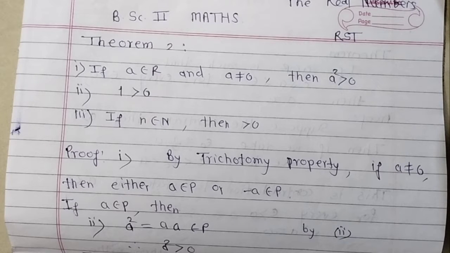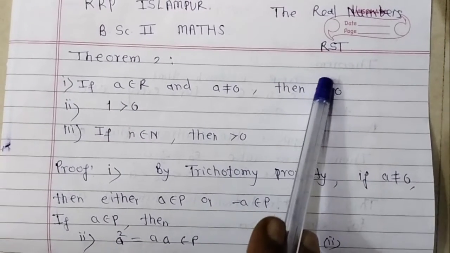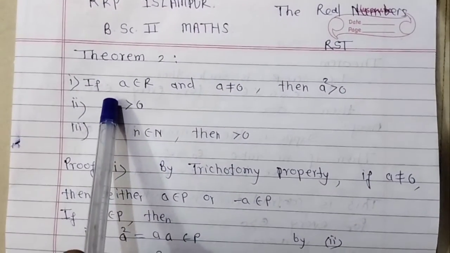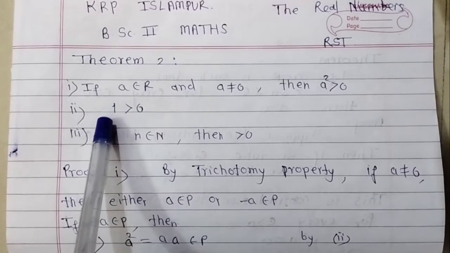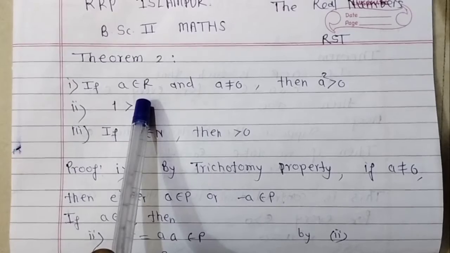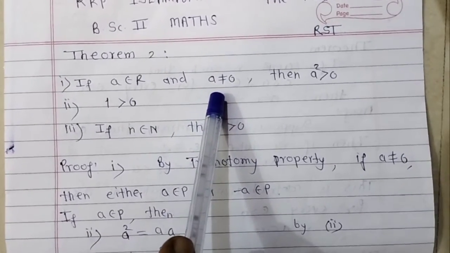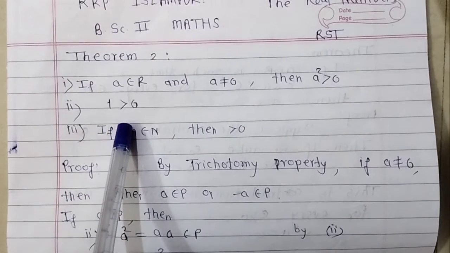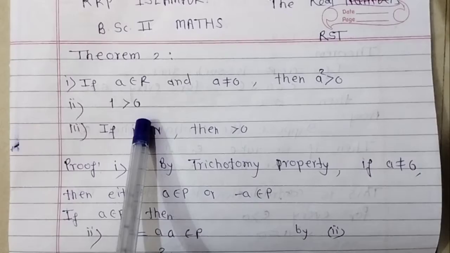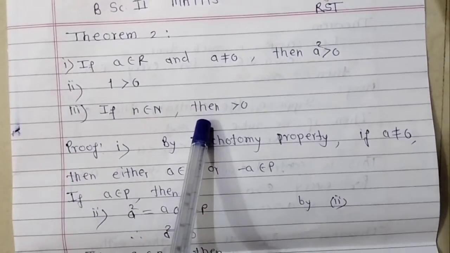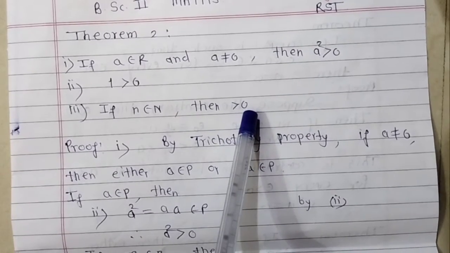Today we will discuss the topic of real numbers. In this topic, consider the theorem. First statement: if a belongs to R and a is not equal to 0, then a square is greater than 0. Second property: 1 is greater than 0. Third property: if n belongs to capital N, then n is greater than 0.